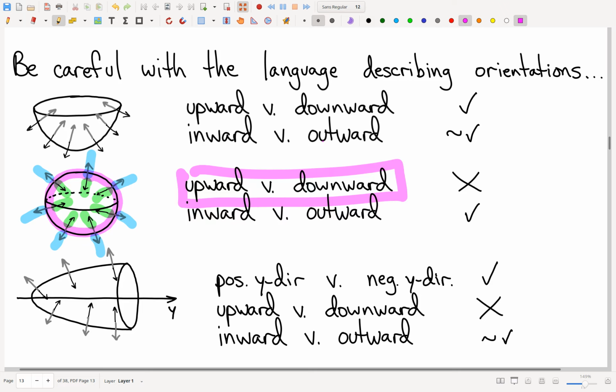Some of these green vectors are upward. Some of the blue vectors are upward. Upward does not remove the ambiguity. I don't know what you mean. If you say upward, I don't know whether you're talking about green or blue.